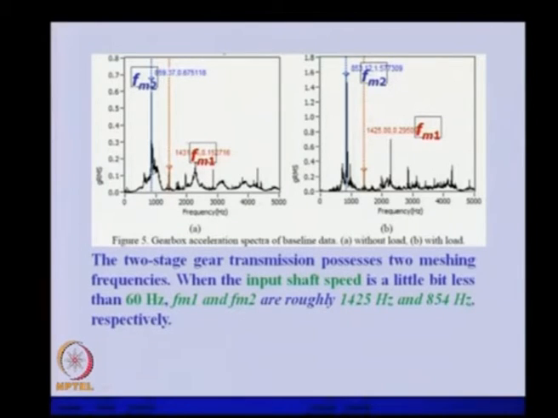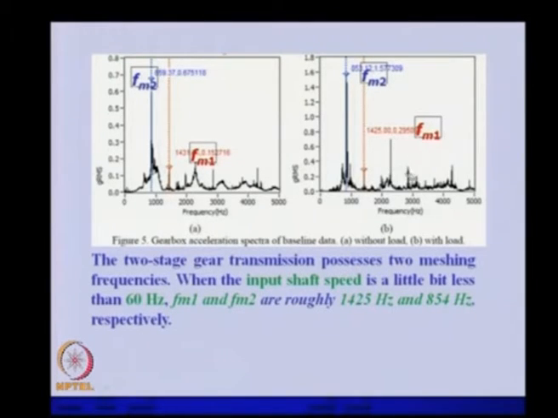So, this is a typical signal. You can see the first gear mesh frequency, there is a peak. For the second one there is a large peak. Here also the value is around 4 to 5, that means this is the first one, 4 to 1 is this one, the red one, and this FM2 is this one, around 853. So, this is for FM2 and this is for FM1.